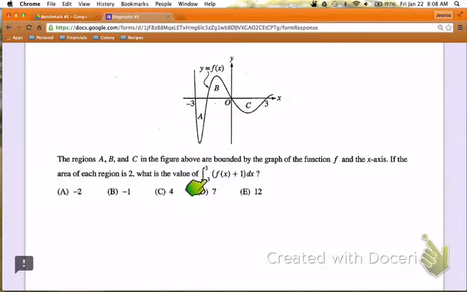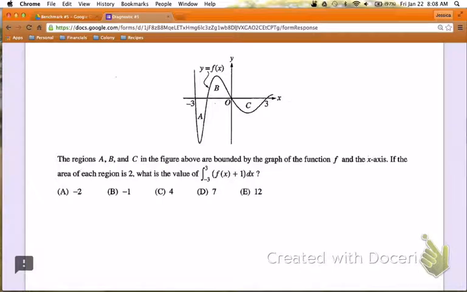So that's the first thing we need to keep in mind, is that we're breaking this integral up from -3 to 3 into 3 pieces. The second thing I want you to notice is that we have f of x plus 1. So remember, this would be like a vertical shift of the graph. So it's like taking f of x and literally shifting it up 1.